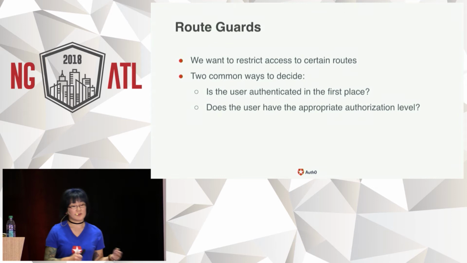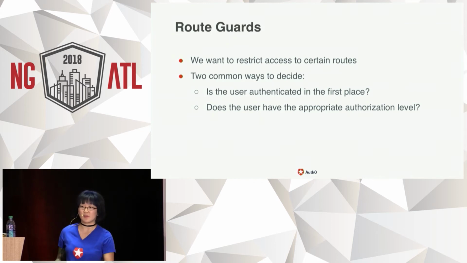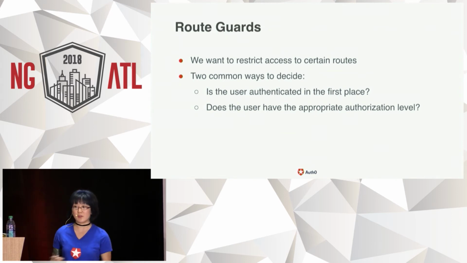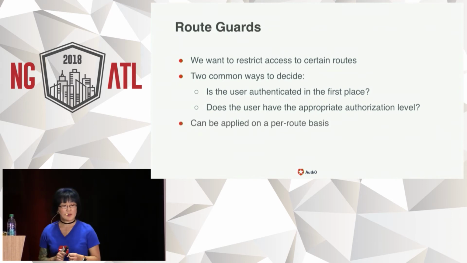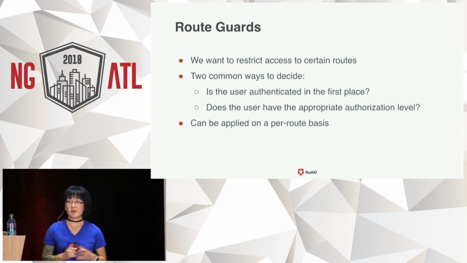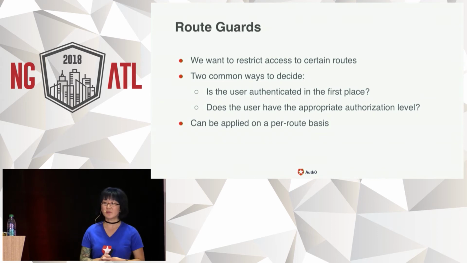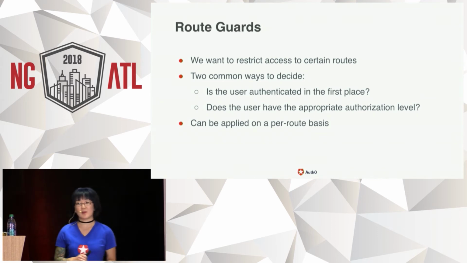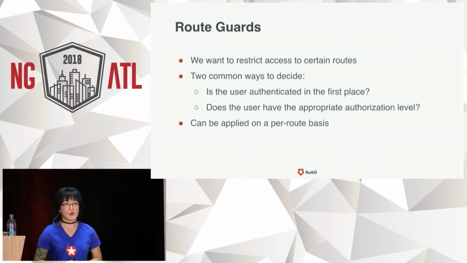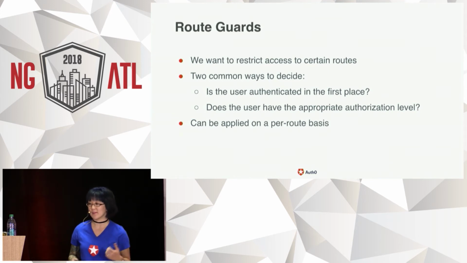And another common way is, does the user have the appropriate authorization level? So if they're logged in, if they need a specific scope or they need to be a specific access level to be authorized to access a certain section, then do they fulfill that? And route guards can be applied on a per route basis. This is particularly useful if you have an application with multiple authorization levels. Maybe you have a public homepage, and then you might also have a section for logged in users, and then maybe an admin dashboard where only authenticated users with elevated administrative privileges should be able to access the content.